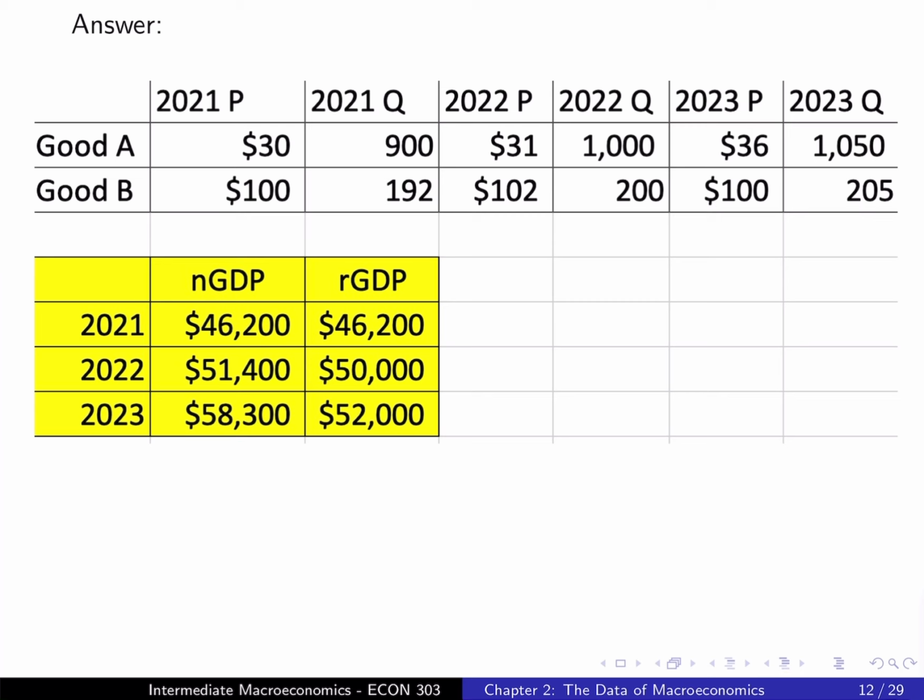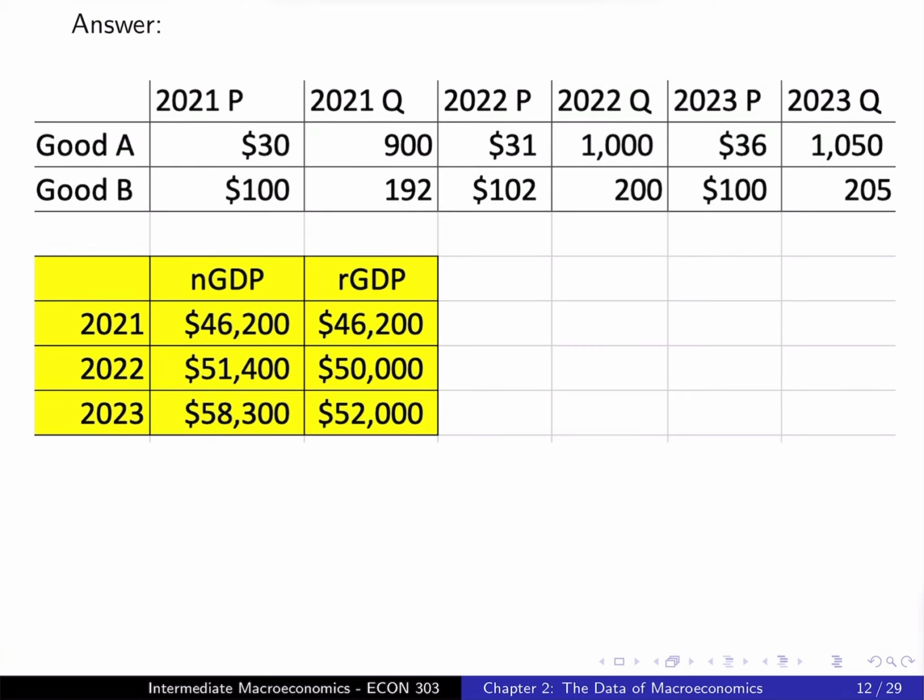Now allow you to compute nominal GDP for 2021 and 2023 using the same method. Once you finish, compare your results with the answer key provided. Real GDP is calculated by holding prices constant at base year levels, 2021 prices, and using current year quantities. This helps isolate the impact of quantity changes from price changes.